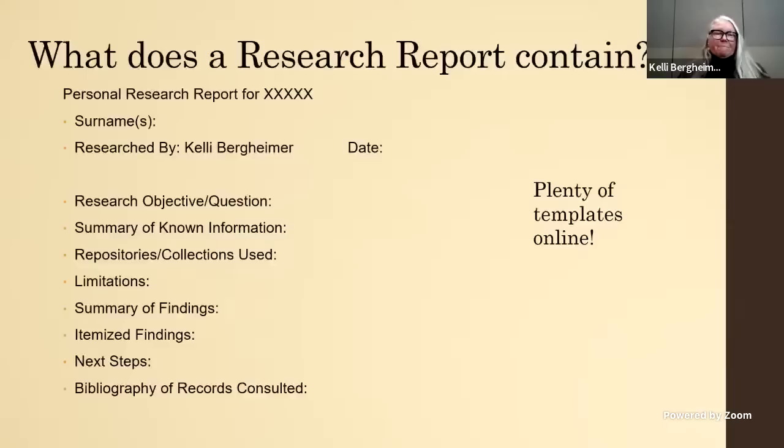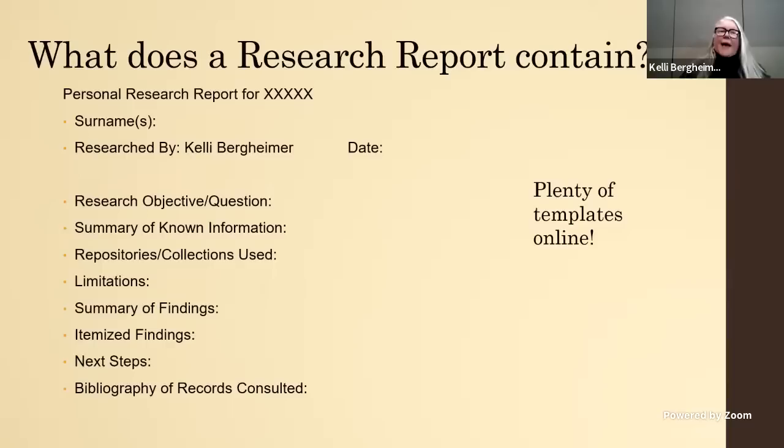So this is what I put in a research report. Of course, anytime you watch a presentation and someone gives you their ideas, you can make it your own. That's the great thing about it. You can look at what I track and what I put in a research report, but you can do whatever you want to do in a research report. Now, this is a standardized kind of thing that I do for traditional research, but I also have some other things that I include in DNA when we get to that a little bit later today.